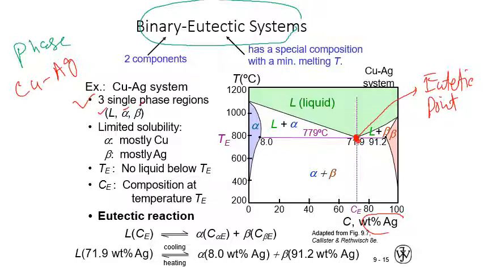When we look at alpha, the composition of silver is very low, and it is mostly composed of copper. And beta is almost silver. It has almost no copper in beta.